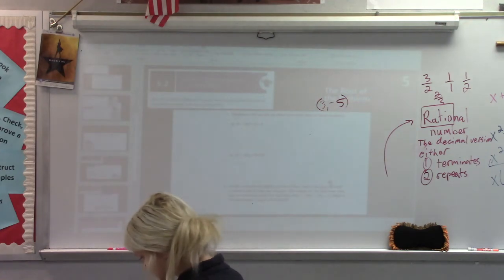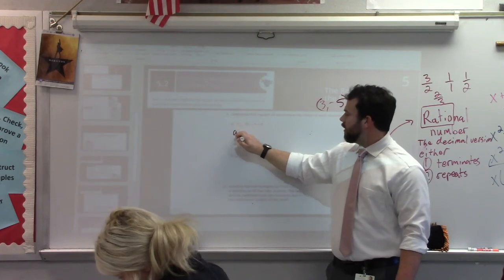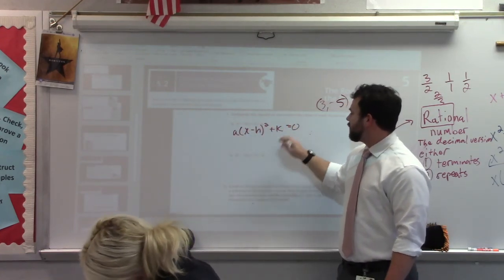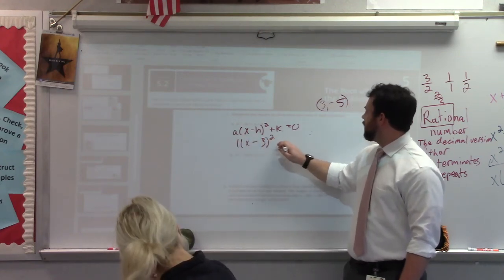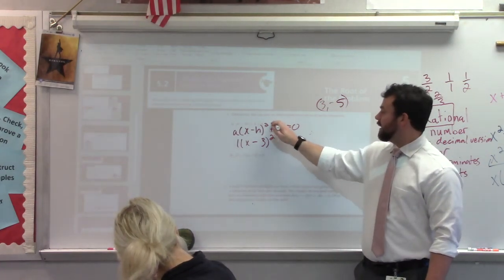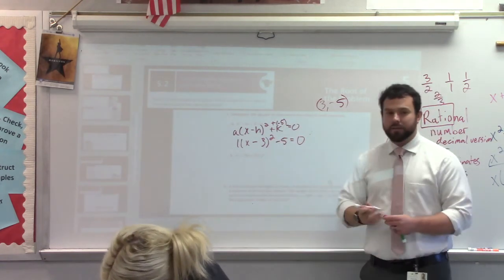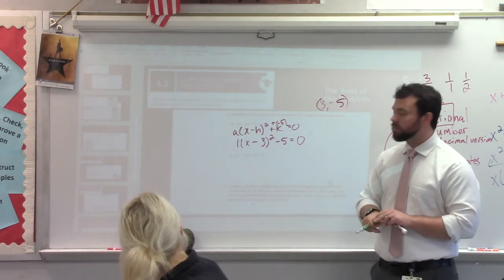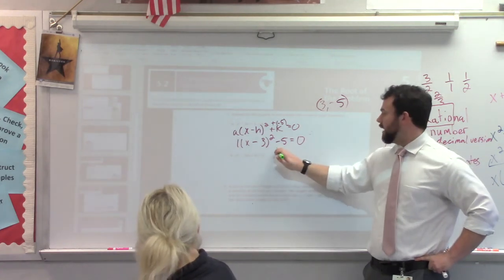Now that I have the vertex, what is my a again? 1. Also write your vertex form out, get that practice. So 1 times x minus 3 squared. Now if I add a negative, that just becomes what? If I'm adding a negative, that'd be -5. What would I now do to solve that equation? It's already equal to 0. We should recognize this from what we did in the bell ringer. Add 5, right?